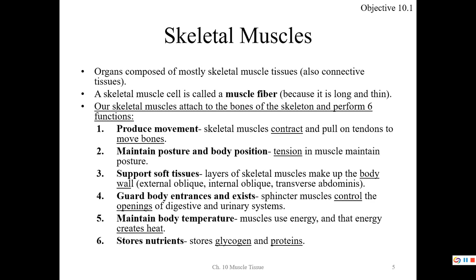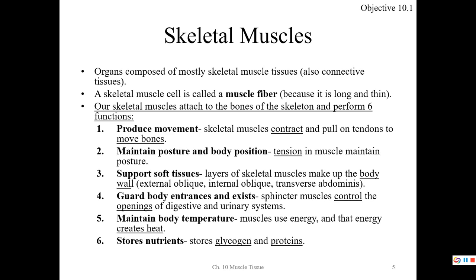They support your soft tissues. They're going to have layers of muscle to make up your body wall, for example, external oblique, internal oblique, transversus abdominis. I'm going to replace it here with transversus abdominis to get it to how we teach it now, because now we call it the transversus abdominis.